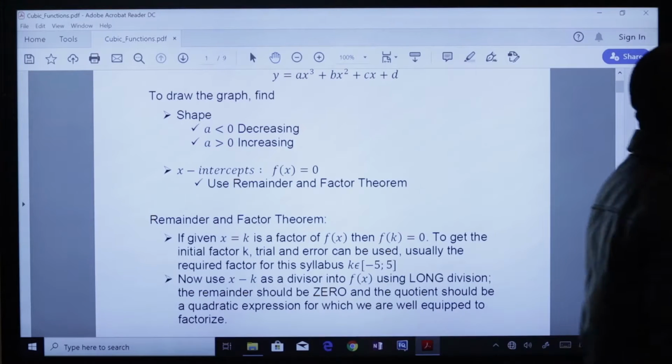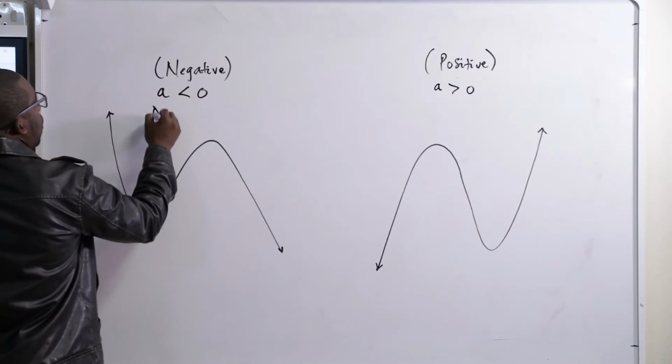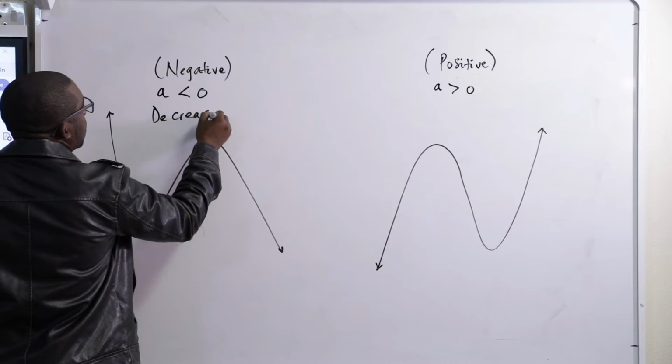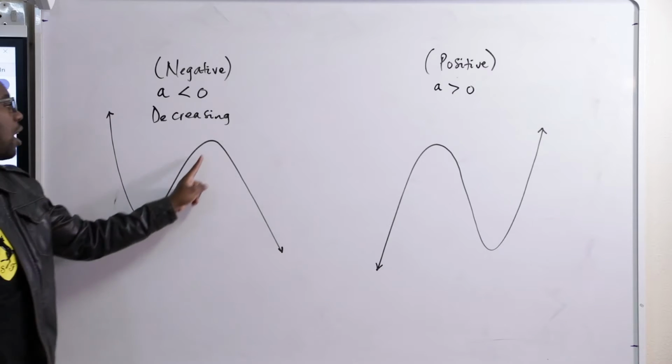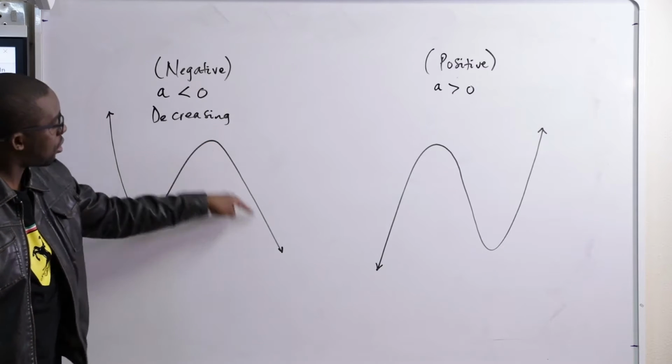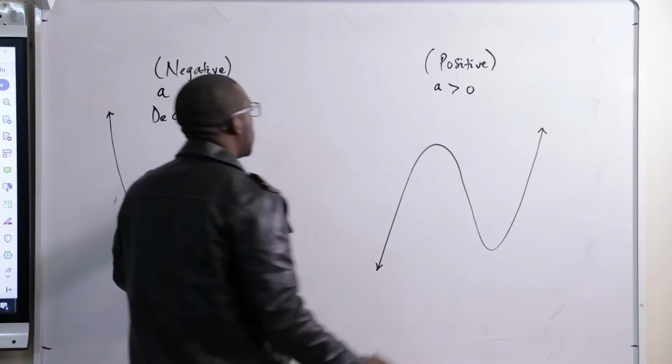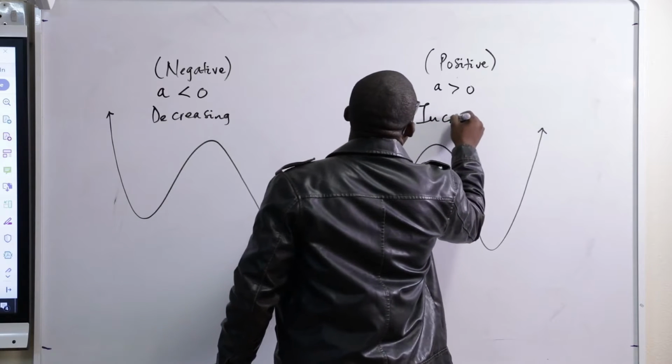And this is decreasing because 2 legs out of 3 are going down. As x increases, this leg of the graph is going down. Here it changes, starts to go up, turns again, starts to go down. So this is a decreasing function. This is an increasing function.